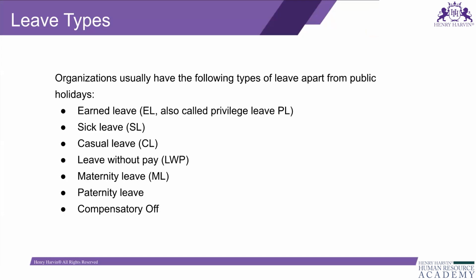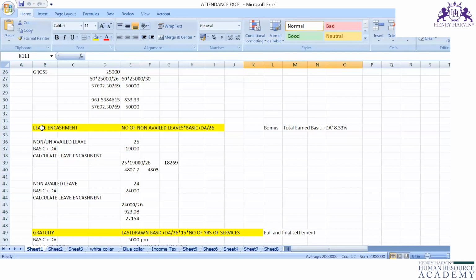Some organizations will give some option for carry forwarding the leave. First option is, once you are not utilizing the leave, then immediately they will give you the leave encashment. For leave encashment, there is a formula. This is the formula for leave encashment. Okay, number of days of non-availed leave into basic plus DA divided by 26.